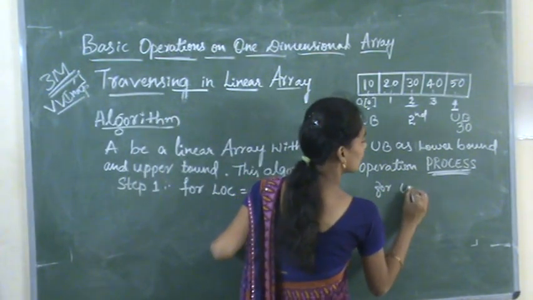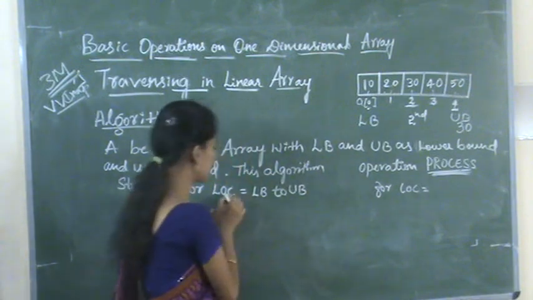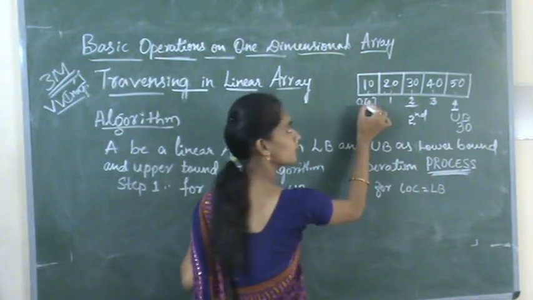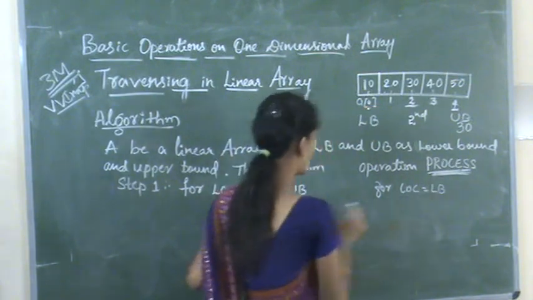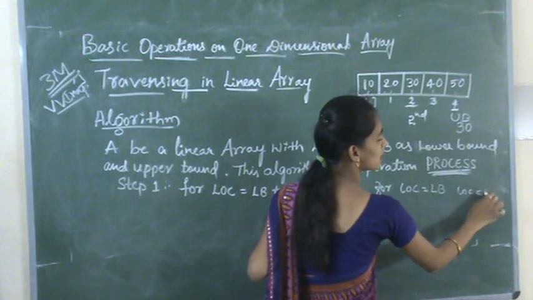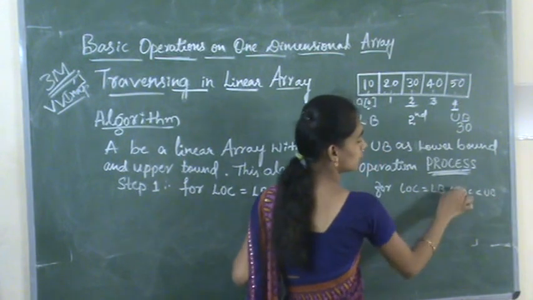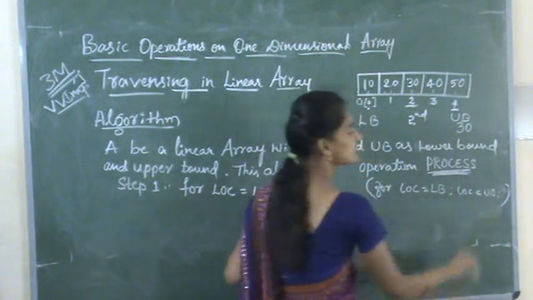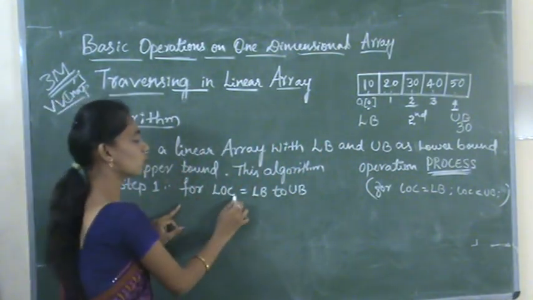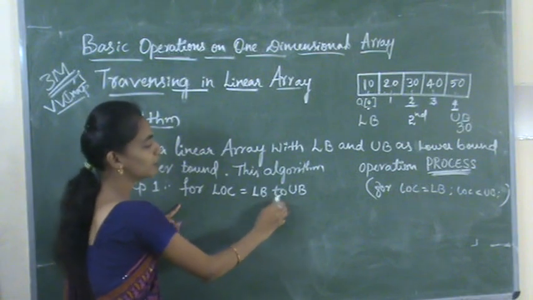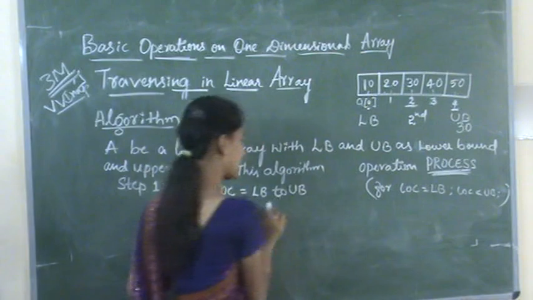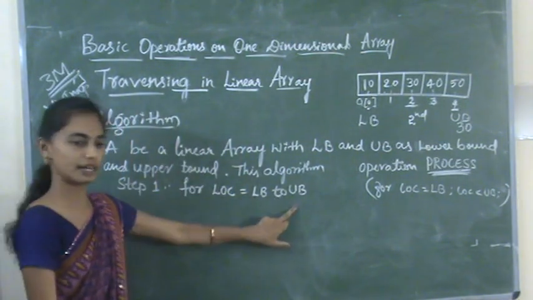For I is equal to, you write here, we are using LOC. So LOC is equal to lower bound. What is the lower bound? 0. Likewise we are writing. To UB means we are providing LOC less than or equal to UB, right? So this form is written like this. For LOC equals LB to UB means from starting to ending it has to be traversed, so we are writing it like this.